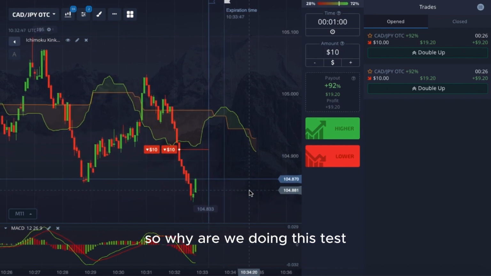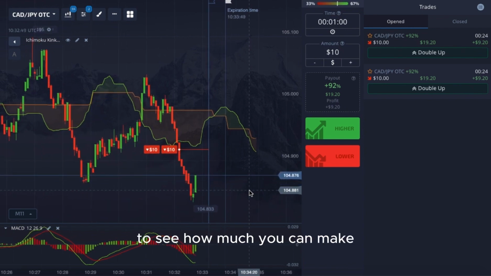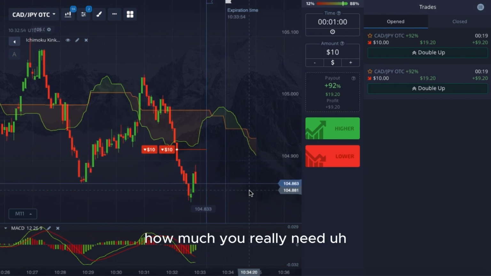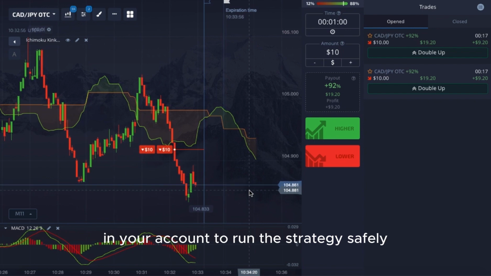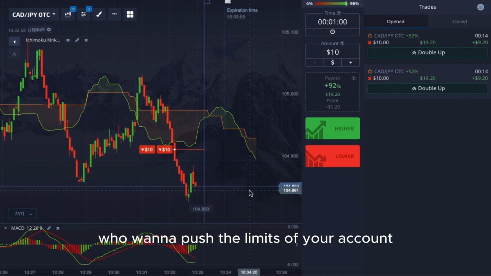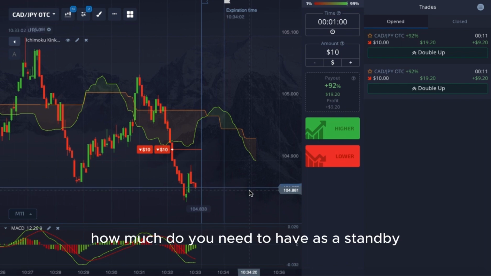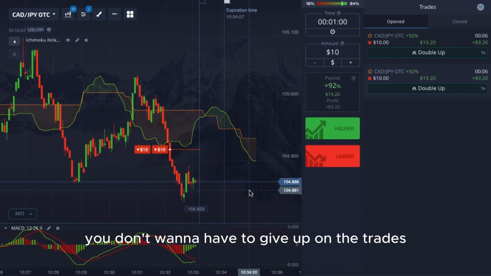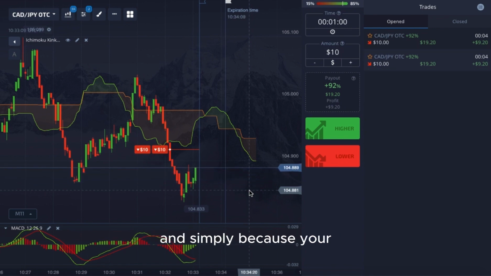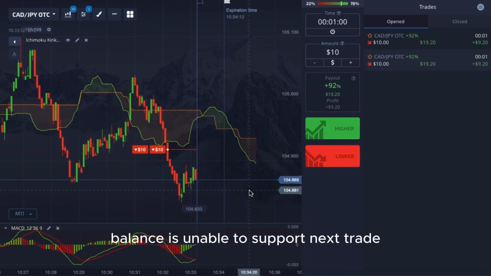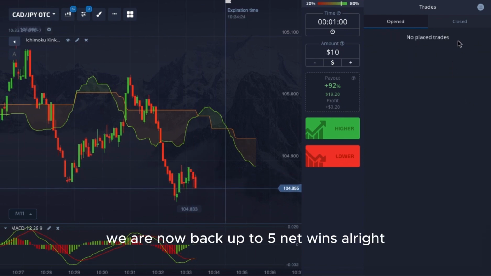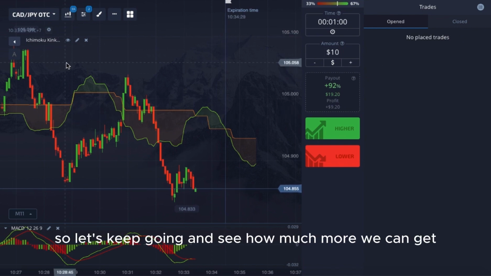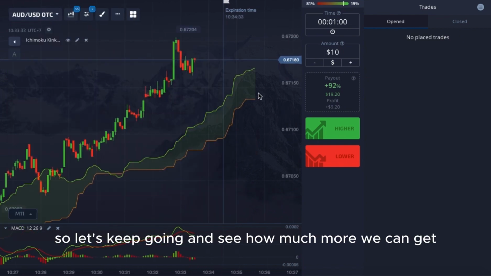So why are we doing this test? A couple of reasons: to see how much you can make, and also to stress test and to find out how much you really need in your account to run the strategy safely, or for those of you who want to push the limits of your account, how much do you need to have as a standby, so that you don't have to give up on the trades simply because your balance is unable to support the next trade. We are now back up to 5 net wins. Alright, so let's keep going and see how much more we can get.